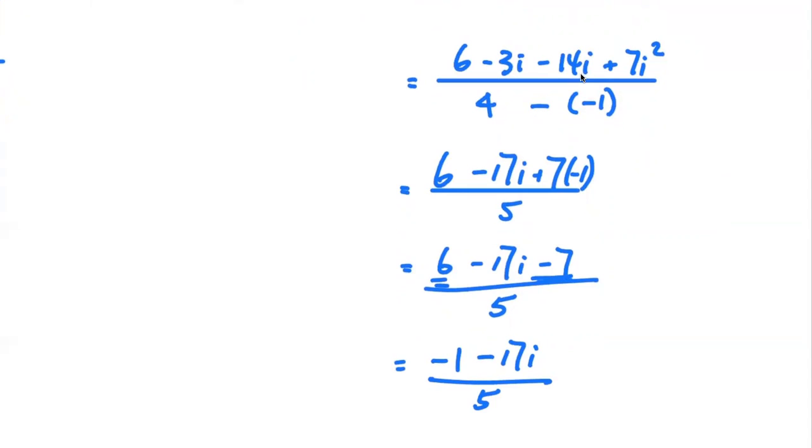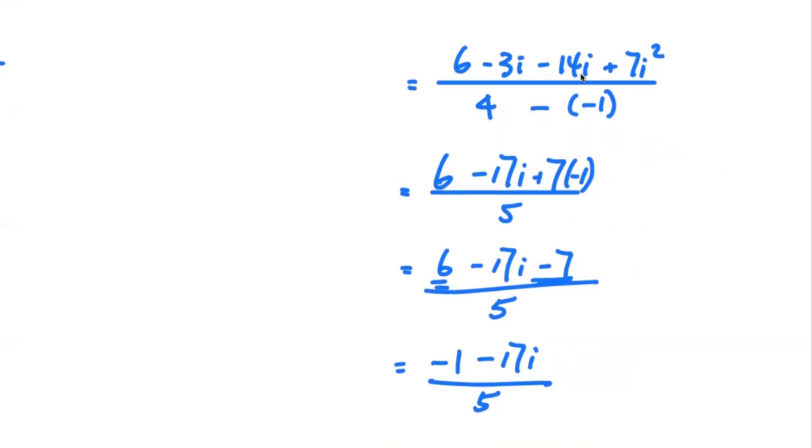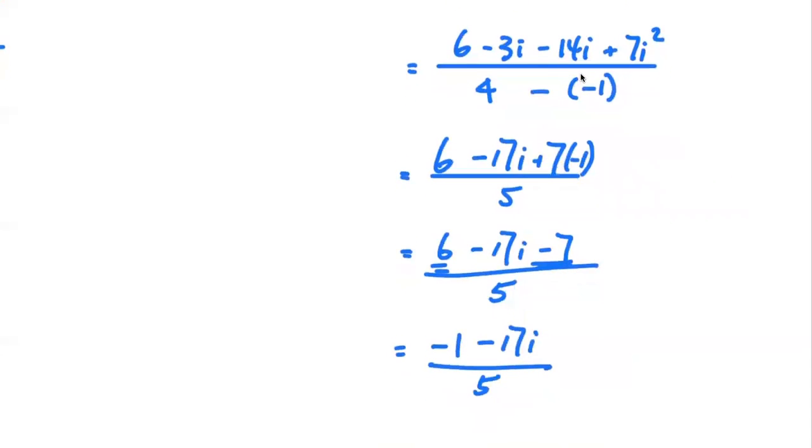Now, some of you might be thinking, hey, Mr. Chan, can I write negative 17i minus 1 instead of minus 1 minus 17i? Like, is the reverse order in the numerator okay? Well, in terms of values, it wouldn't change much. However, when we deal with complex numbers, we tend to use the a plus bi format. So we put the constant up front and the i term last. So it will be negative 1 minus 17i over 5.